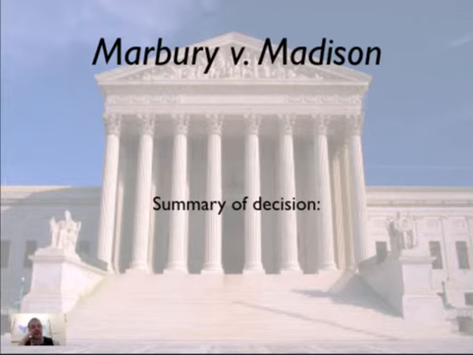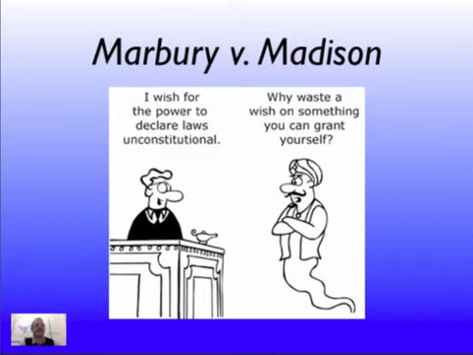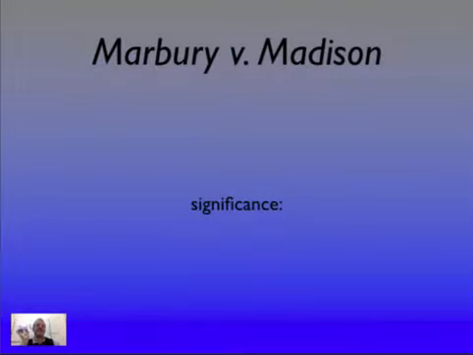And in the summary of the decision, the court struck down the law as unconstitutional on which Marbury had based his case. This is the first time this has happened. The Supreme Court has declared a law unconstitutional. This establishes an important policy in the United States government, and that's the policy of judicial review.